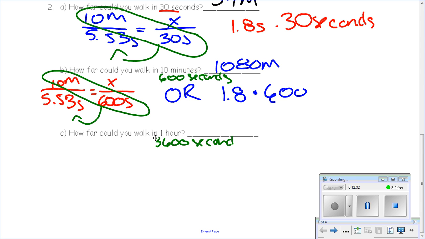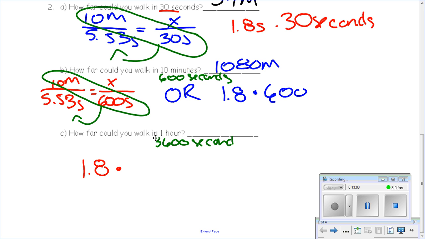So, what is my constant rate of change again? Lily, what's my constant rate of change? 10 over 5.53 equals x over 3,600 seconds. What other way could I write it, Lily? I'm going to just write it the other way. It's the shorter way for us. 1.8. Yep.